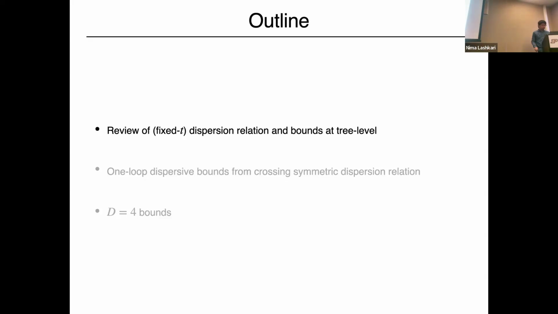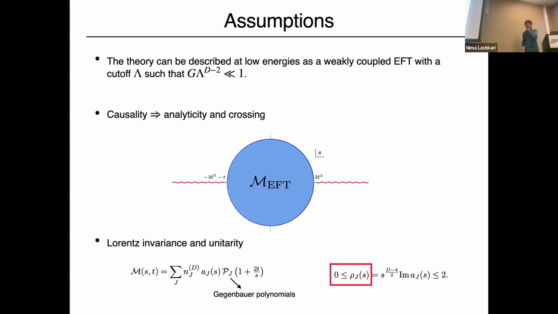So let's start with the first part. Let me start with my assumption. I assume that I have a theory at low energy described by a weakly coupled EFT, and the cutoff of that EFT I'll call lambda. It's weakly coupled, so G Newton times the cutoff raised to some appropriate power has to be much smaller than 1.